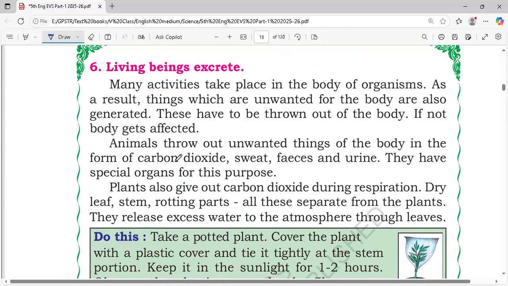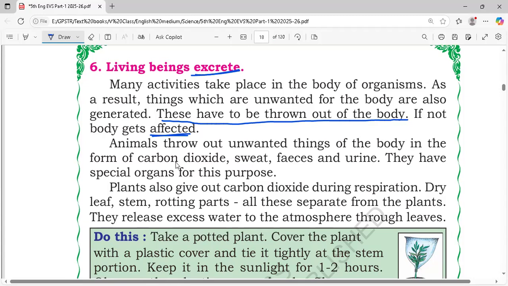Sixth characteristic of living beings is living beings excrete. Living beings excrete waste. Many activities take place in the body of organism. As a result, things which are unwanted for the body are also generated. These wastes have to be thrown out of the body. If not, body gets affected.